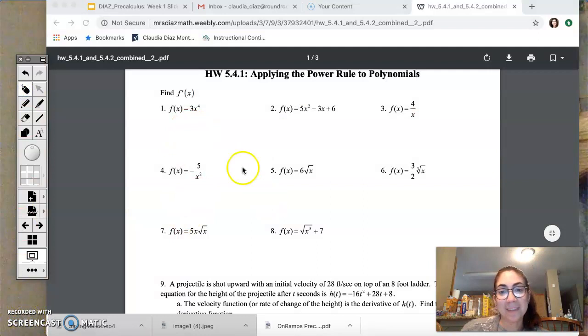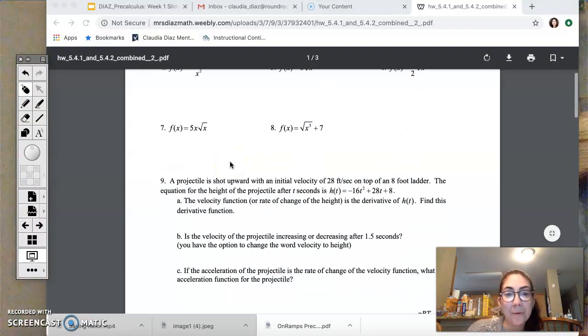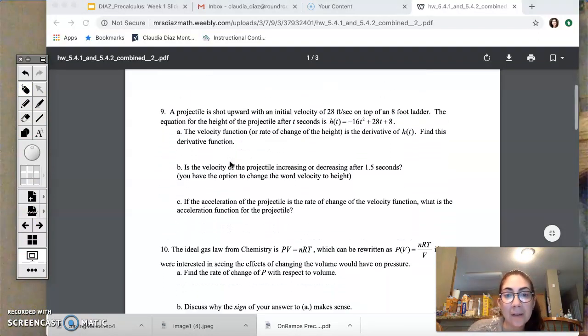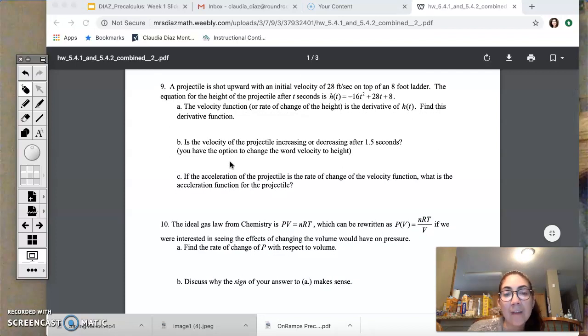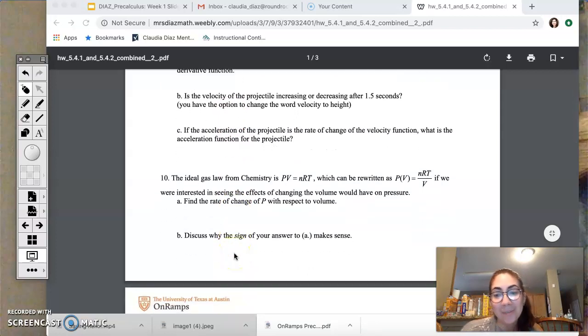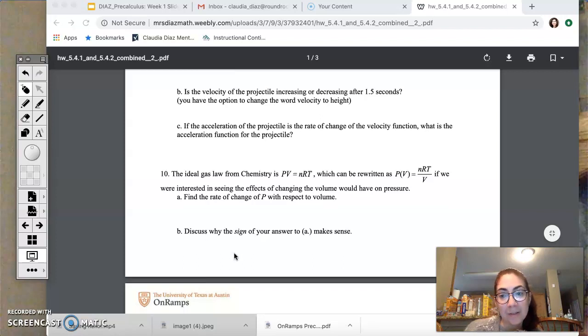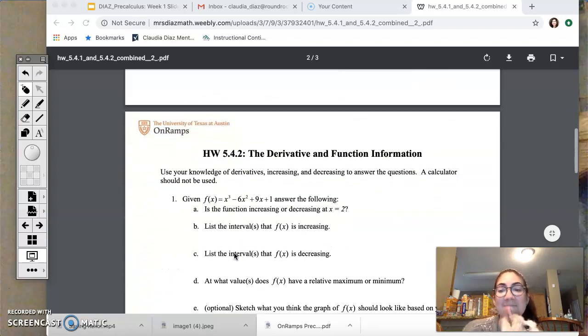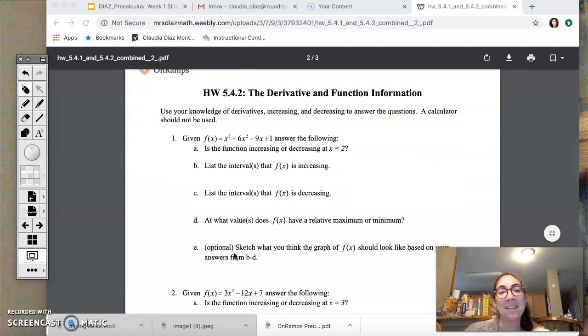Alright, let's keep going. So I'm going to go ahead and scroll to see what other kind of examples we have. If you remember in our exploration, we actually did an example like number 9 and number 10. So I want you guys to look back at your exploration to see if you can answer 9 and 10. Now I'm going to go to the next homework.